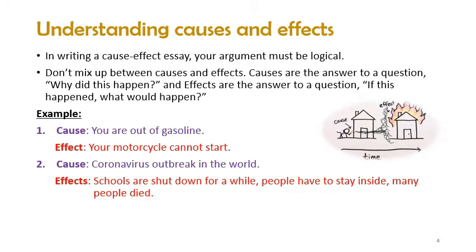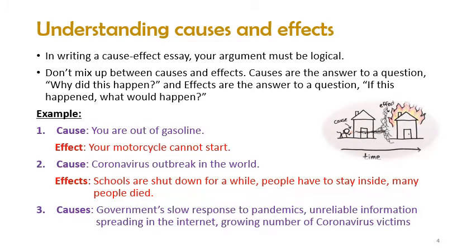Now the next example is where a lot of causes lead to one effect. So what are the causes? The causes here are the government's slow response to the pandemic, unreliable information spreading on the internet, as you can see in a lot of WhatsApp messages, and the growing number of coronavirus victims. Can you guess what is one effect that is caused by all of this? Well, of course, the effect is people's panic and stress. As you can see here, we have one effect, but many causes.